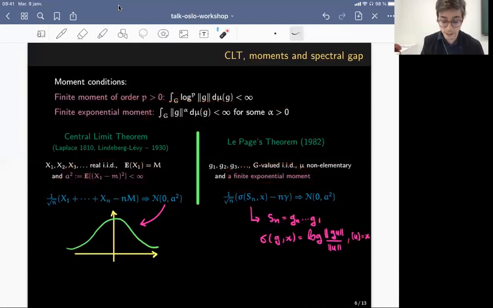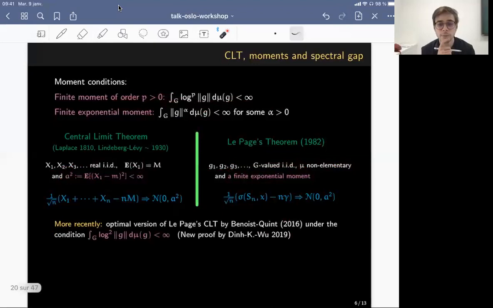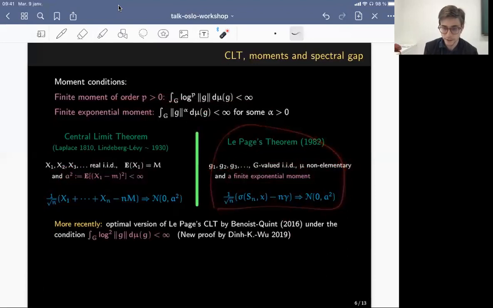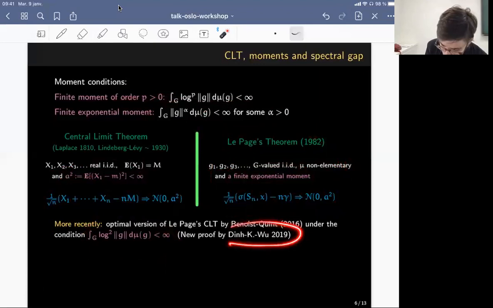So the question of whether this could be improved to get the optimal results was open for quite a long time. And this was solved in 2016 by Benoist and Quint. They proved the expected version of this theorem that says that if you have a non-elementary measure with finite second moment, then we do also have the central limit theorem in the same form. Also, in one of our papers with Dinh and Wu, we gave a different, alternative proof of this result.